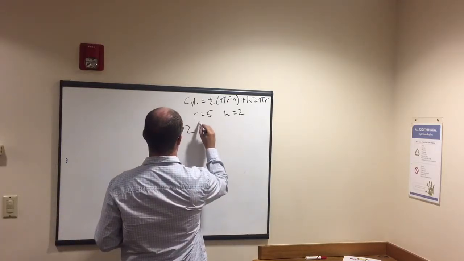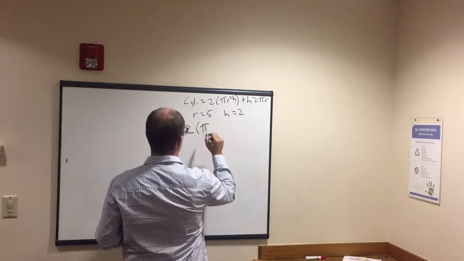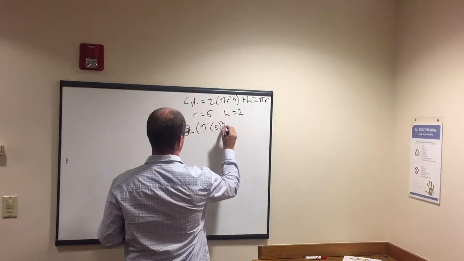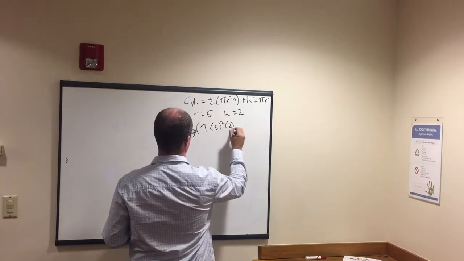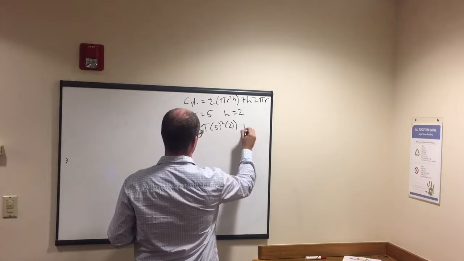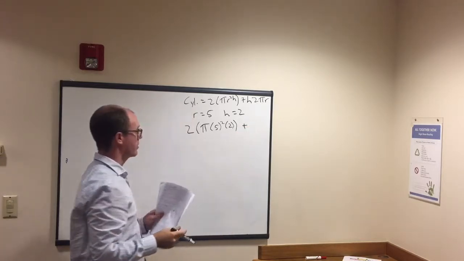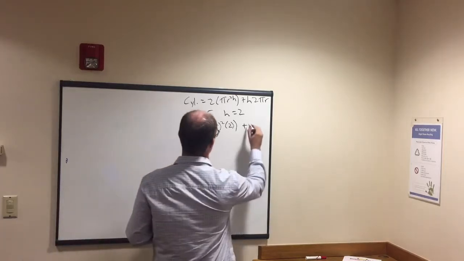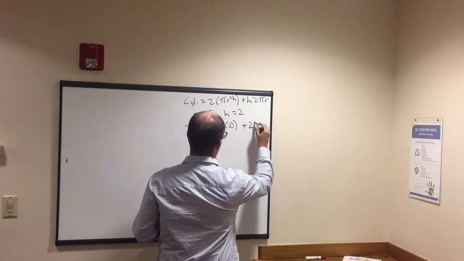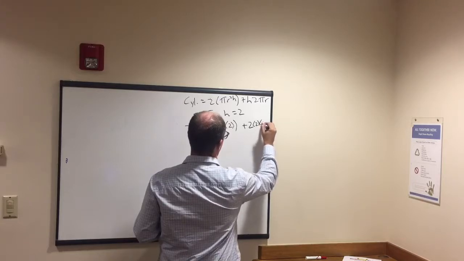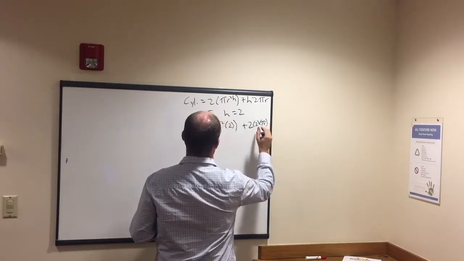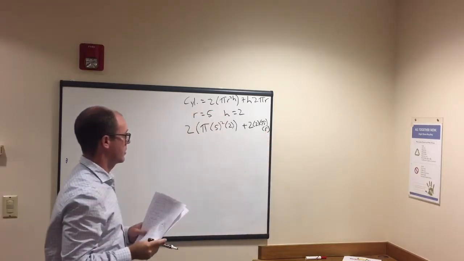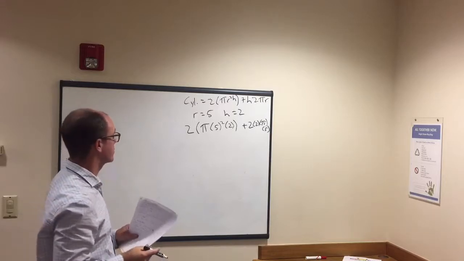Let's take a look. We start off with 2 on the outside times pi. We're saying r is 5. 5 squared times height, which is 2. Plus, we'll just drop these numbers right down, plus the height is 2 times 2 times pi, run out of room here, times the radius, which is 5. So 2 times 2 times pi times 5. That was on the right side.